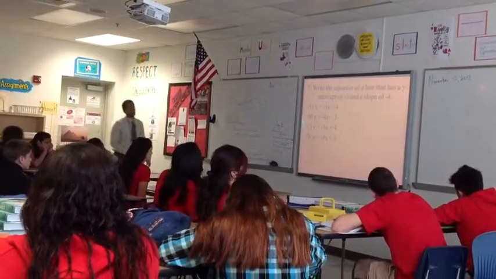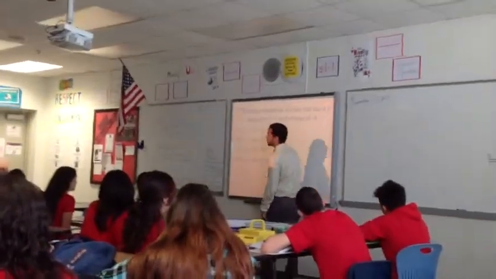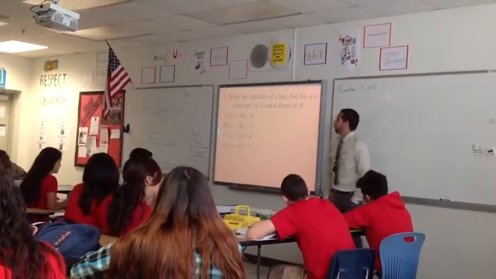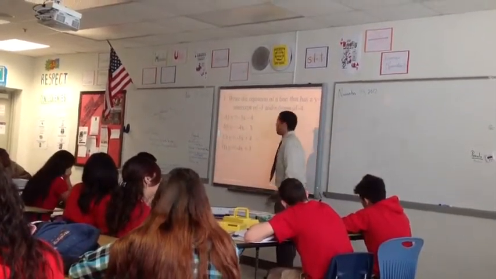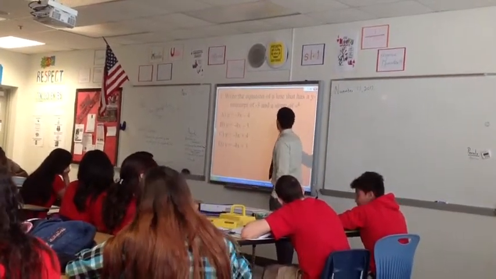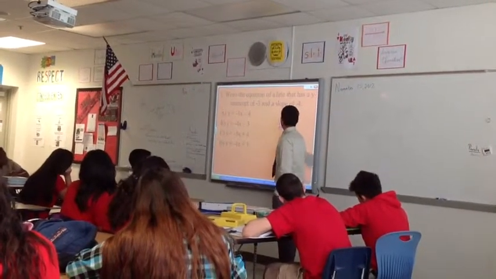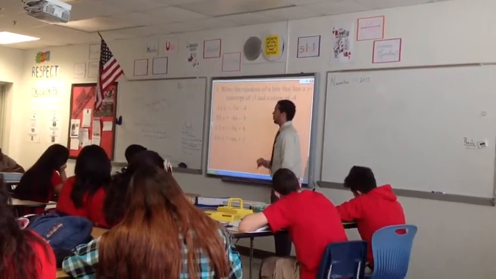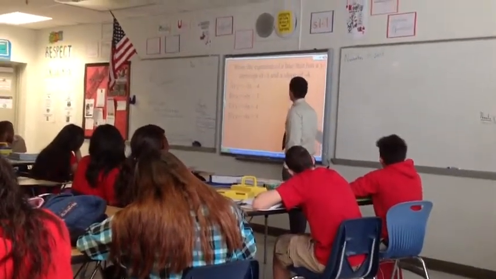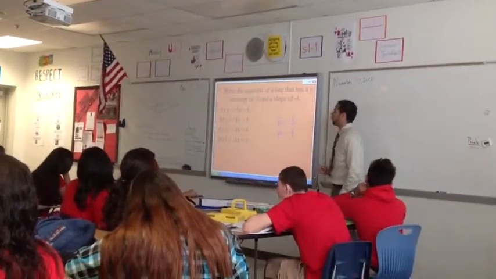It says write the equation of a line that has a y-intercept of -3 and a slope of -4. What two things do they give us? They give us b, the y-intercept, which is equal to -3. And what else do they give us? The slope, which is equal to -4. Okay, so which two choices did I eliminate right away?